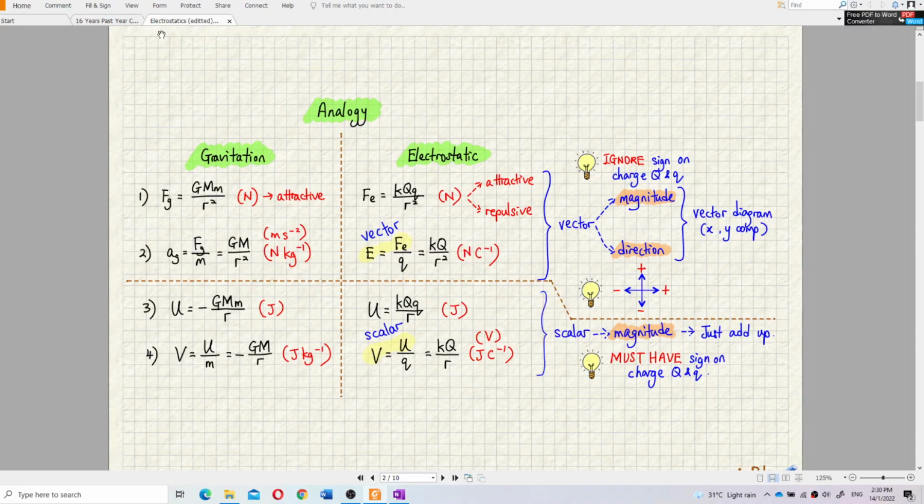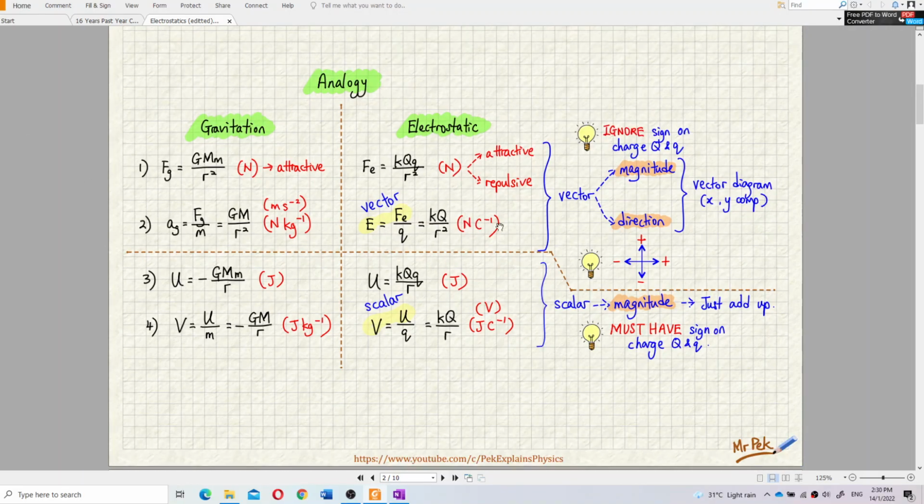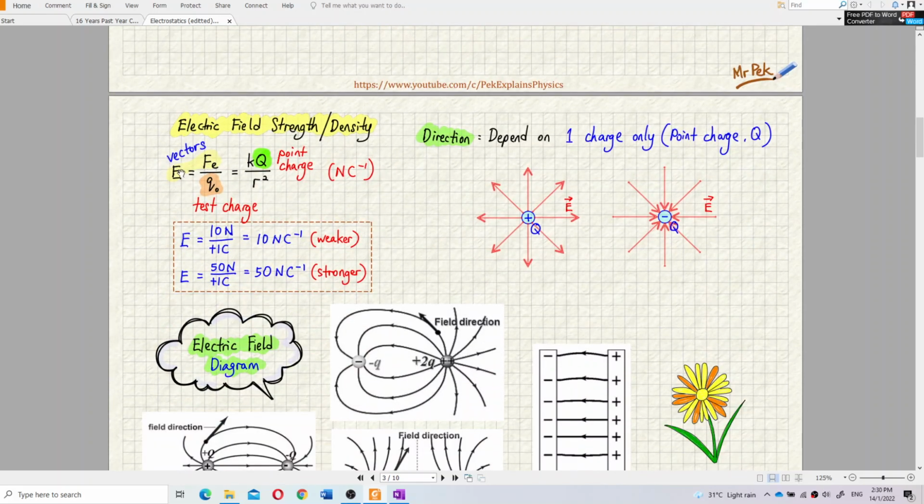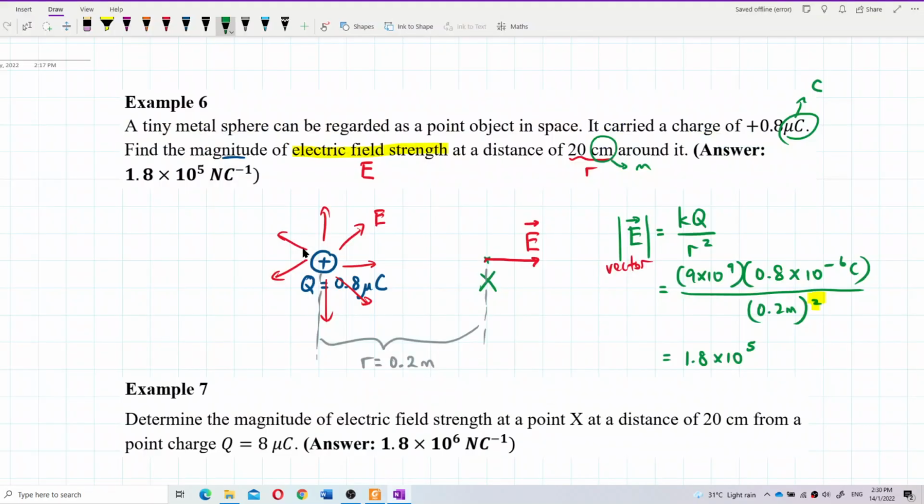If you look at our formula again, electric field is a force per unit charge, isn't it? Force per unit charge. So force is Newton, charge is Coulomb. So electric field strength is Newton per Coulomb. See that? Electric field strength is force per unit charge. Force is Newton, charge is Coulomb. So electric field strength is Newton per Coulomb. That's our unit.